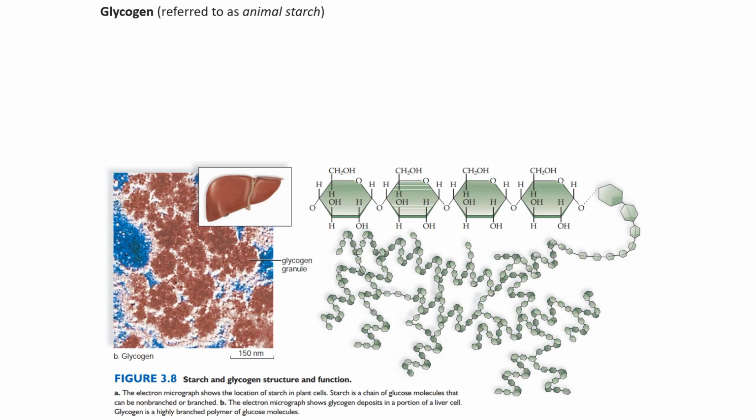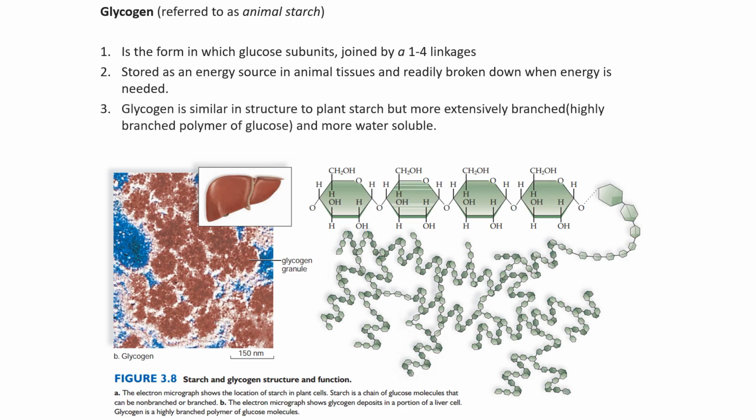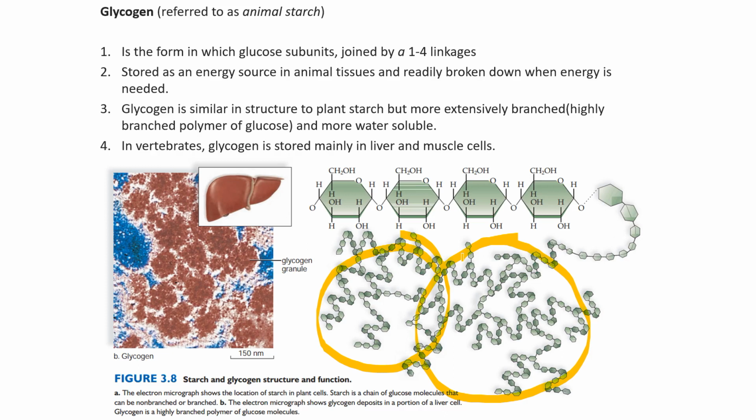Now glycogen is usually referred to as animal starch. It is the form in which glucose subunits are joined by alpha 1,4 linkages, and stored as an energy source in animal tissues and readily broken down when energy is needed. Glycogen is similar in structure to plant starch but is a more extensively, highly branched polymer of glucose and more water soluble. You can see here they are highly branched. Now in vertebrates, glycogen is stored in liver and muscle cells.